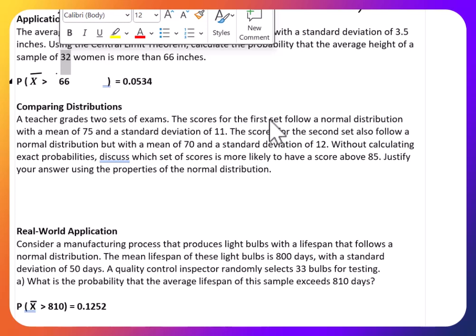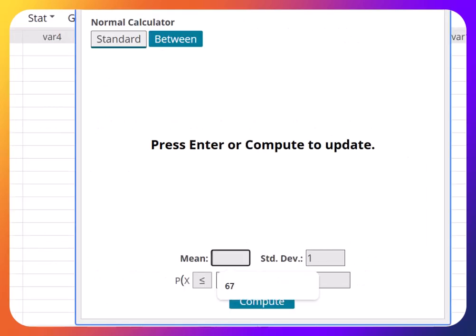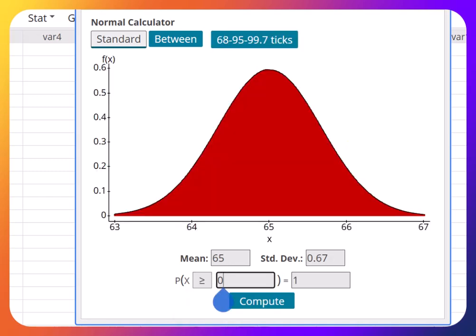Remember, the mean will remain the same, so we don't change that. So for the mean, we're going to use 65. But for the standard deviation, we're going to be using 3.5 divided by the square root of 32. That's very, very important before we go to the applet normal calculator. What is 3.5 divided by the square root of 32? So mean is 65, and 3.5 divided by the square root of 32, I got 0.67. And we need the probability of x bar greater than 66.